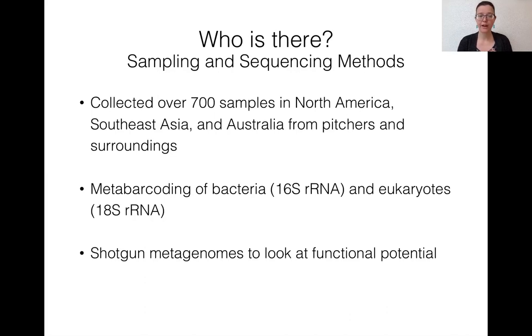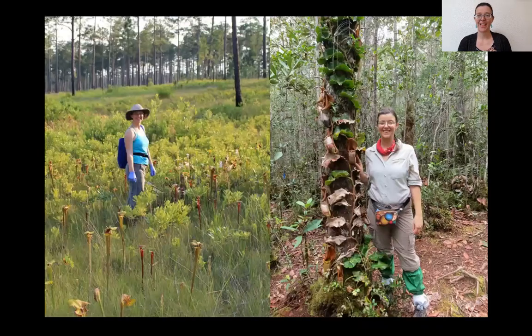We also did shotgun metagenomes to look at the functional potential of the whole community. So we did this just from a subset of these samples. And this is a way to look at the genomes of all the different organisms present to see what they can do. Here I am collecting in the Gulf Coast of the US and in Southeast Asia on the island of Borneo.